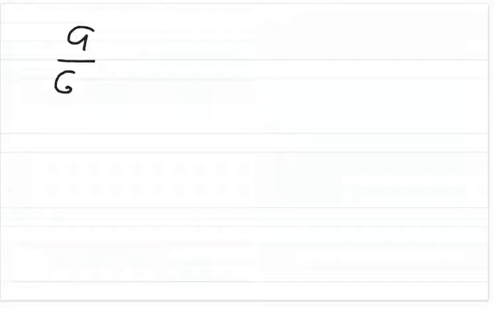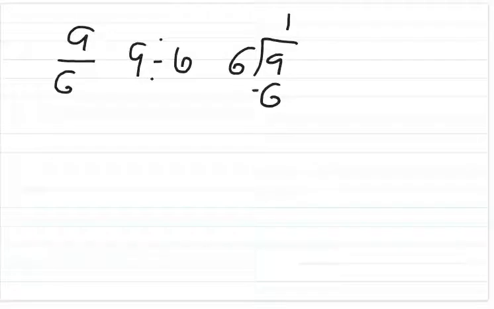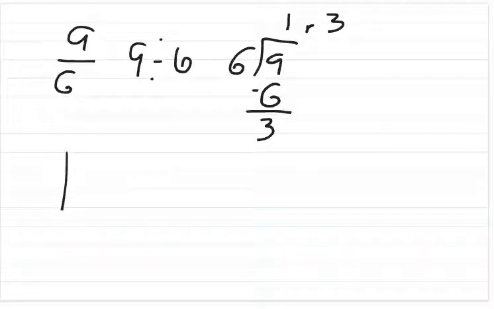Okay. So then we know that turns into 9 divided by 6, 6 on the outside, 9 on the inside. Now, I know that 6 goes into 9 once. 1 times 6 is 6. Subtract, and I get 3. So I get 1 remainder 3. So now I have a mixed number of 1 and 3/6.